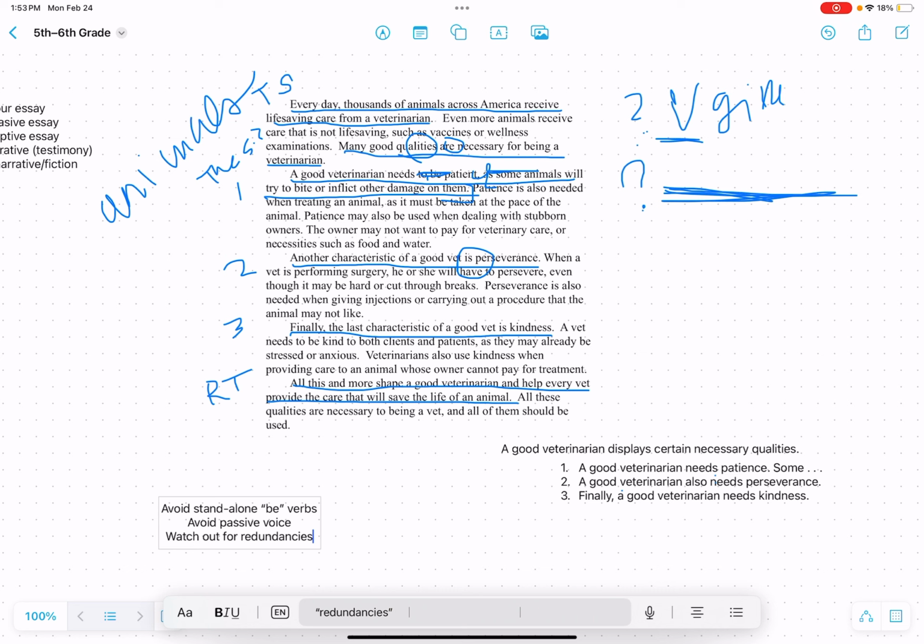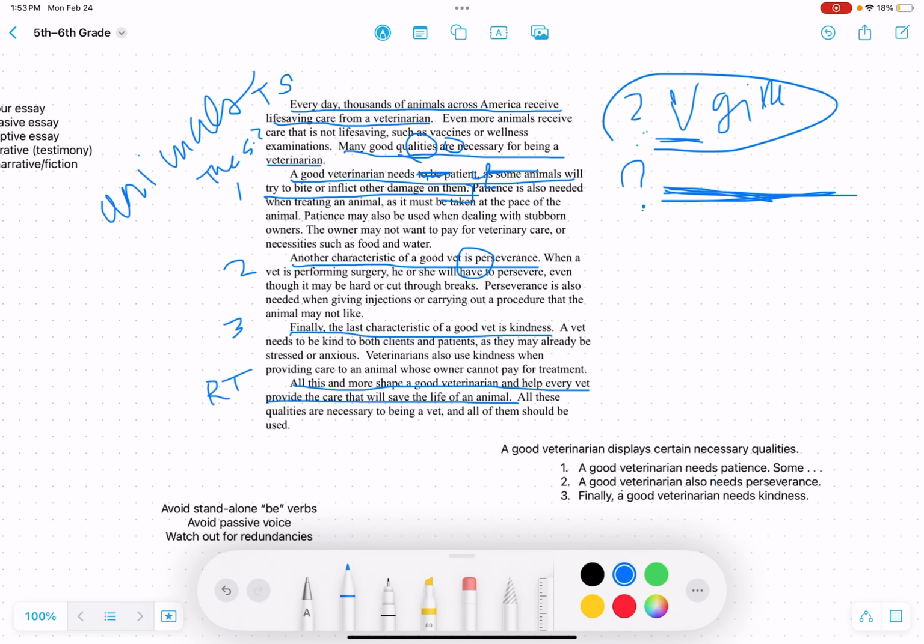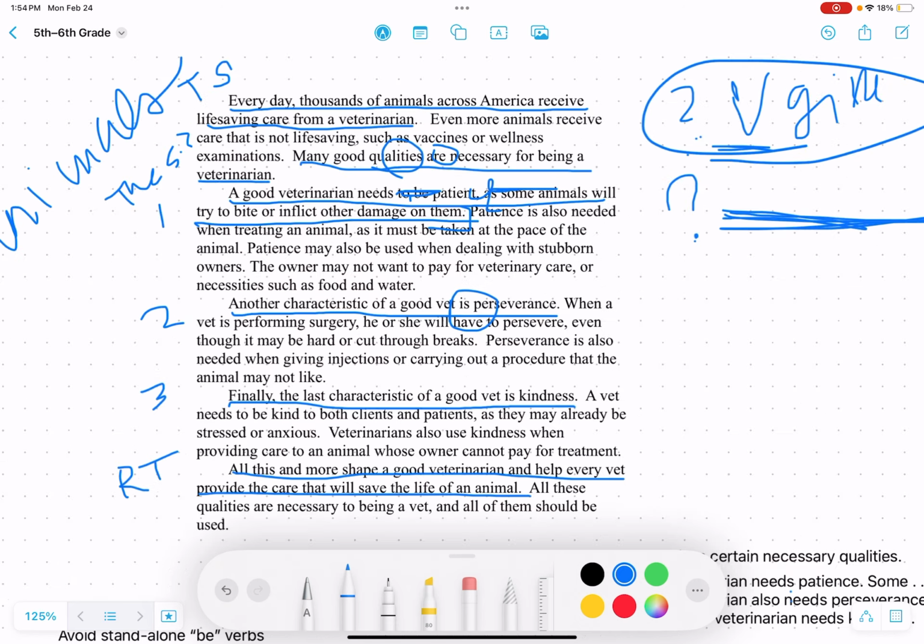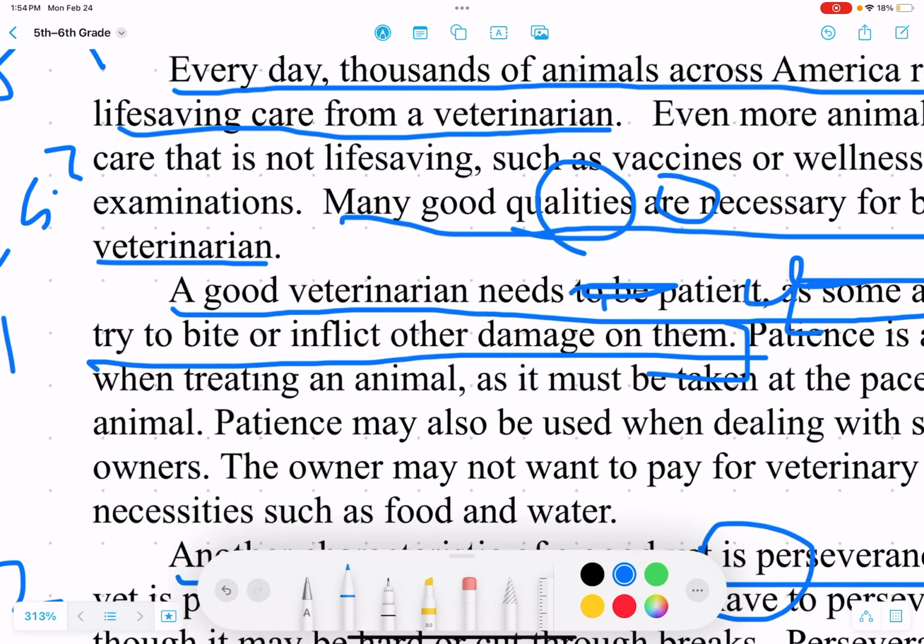Every day, thousands, we're going to use our adjusted sentences. Every day, veterinarians, remember our new sentence right here, give life-saving care for thousands of animals across America. Even more animals receive care that is not life-saving, such as vaccines or wellness examinations. Many good qualities, or our new one, a good veterinarian displays certain necessary qualities.